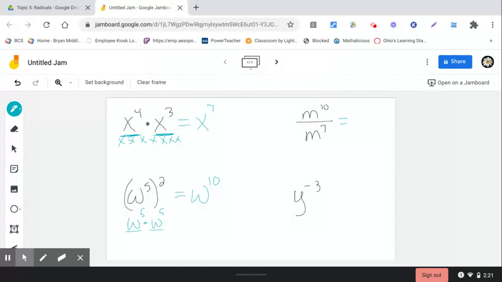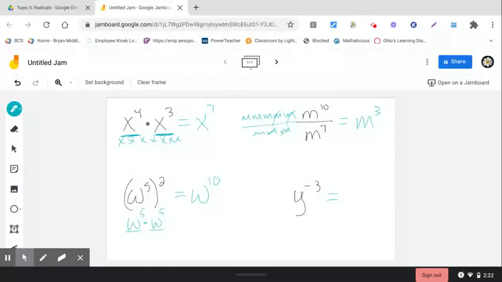Now, if you're dividing these, m to the 10th over m to the 7th, we subtract the exponents. So this is m to the third, which we know because there's 10 m's on top. I'm not going to write them all. And then there's 7 on the bottom, and we can cancel out 7 of them, which leaves us with 3 on top. I know I didn't write them all out because that's too many.